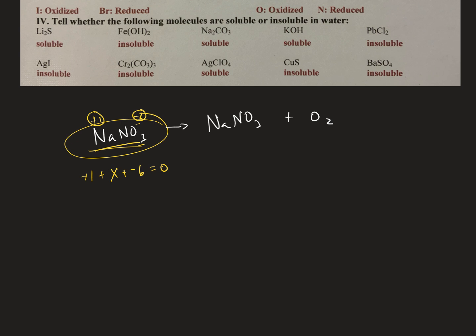Okay? So we add the positive 1 and the negative 6, it makes negative 5. We add 5 to both sides. And the oxidation number for nitrogen is plus 5. Are we good? I just forgot about the 3 to multiply it. Yeah, you must.